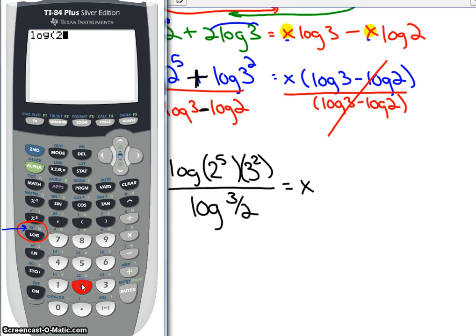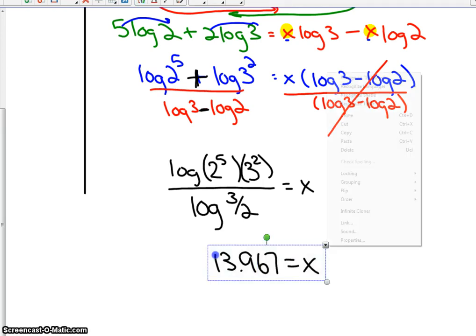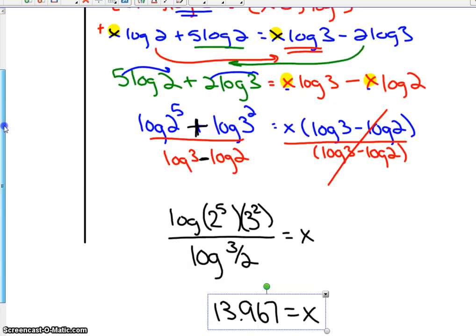So log of 2 to the 5th times 3 squared, enter. Divide. Log of 3 divided by 2. I left all this together just so you can see that we will get the right answer, even if I have to type all this junk in, because it's simplified by doing log over log. So I get 13.697. All right, so let's go back up.